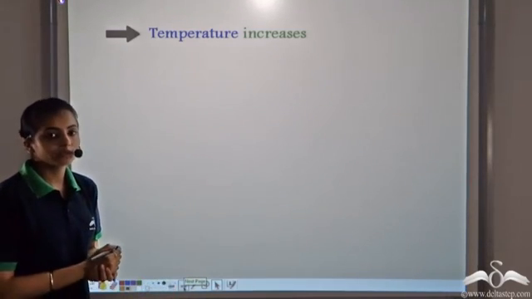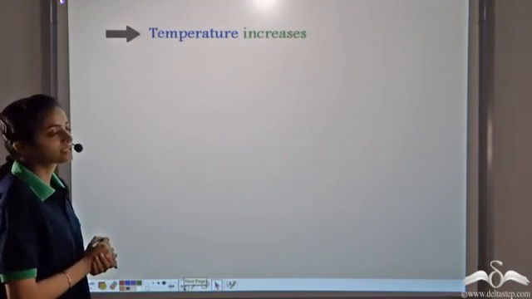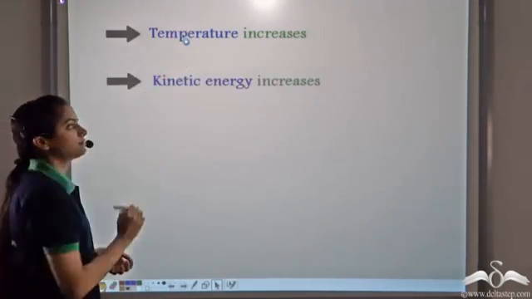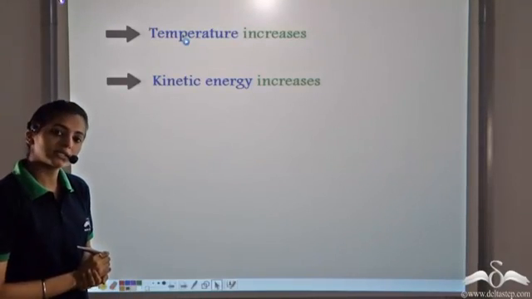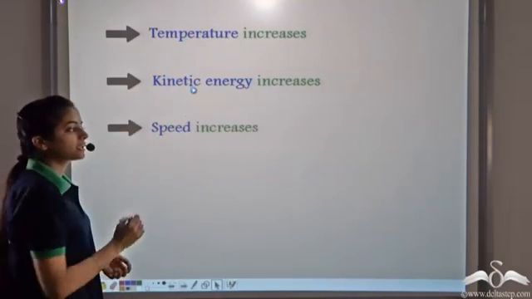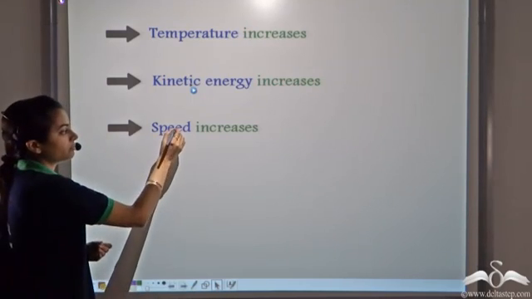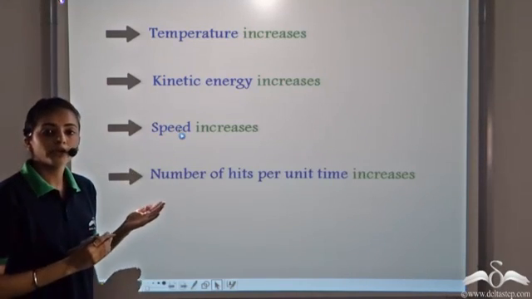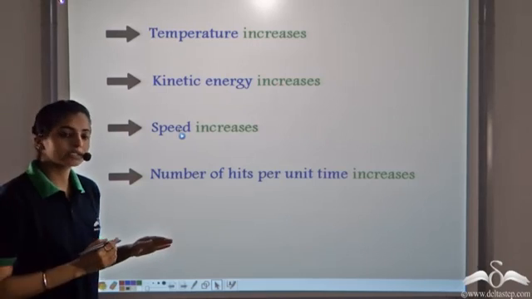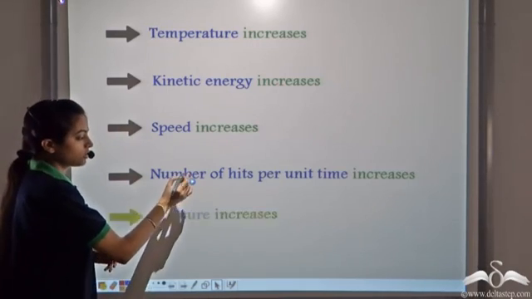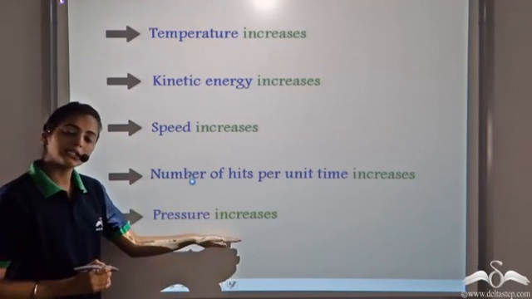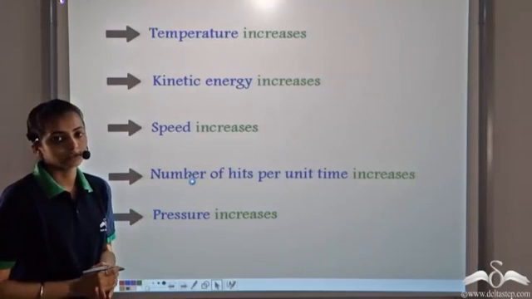Let's recall what happens when we increase the temperature. As the temperature increases, the kinetic energy of the particles increases. As the kinetic energy increases, the speed of the particles increases. As the speed of the particles increases, the number of hits per unit time also increases, and this is the pressure. So the pressure of a gas increases with the increase in temperature.